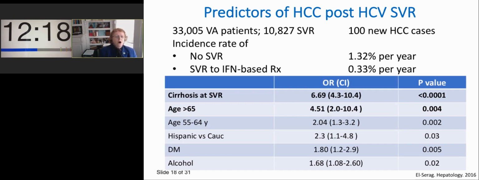Second was being old. It's always bad to be old, as you heard, and even over 55 was a significant risk. Hispanics had a higher risk. There was a higher risk in diabetics and those with alcohol abuse. An important point, liver cancer can occur after cure of SVR, but it's mainly in the cirrhotics.